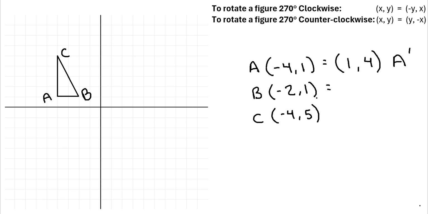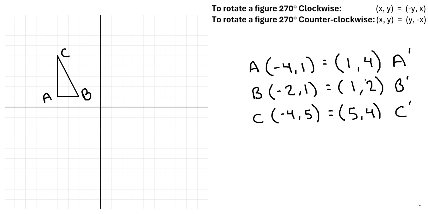All right, what about B? So we'll flip the x and the y, so 1, -2. But remember, instead of writing a -2, we want the opposite sign, so this will be a +2. So this is our new B prime. And then lastly, for C, we'll flip the x and the y, so we'll have 5. And instead of writing -4, we want the opposite sign, so we want a +4. So this is our new C prime.